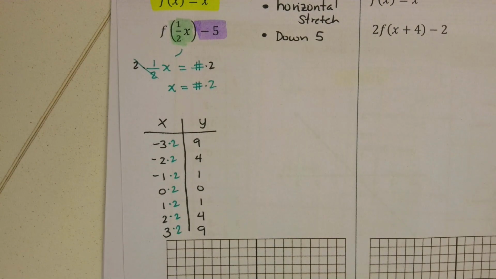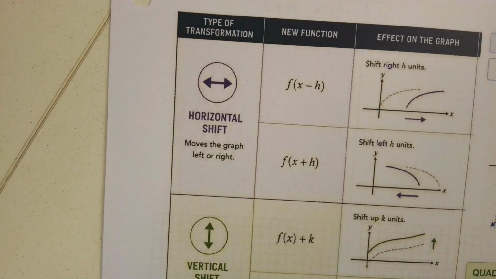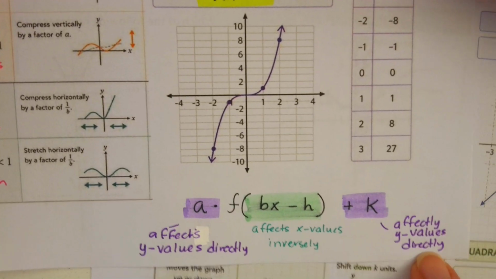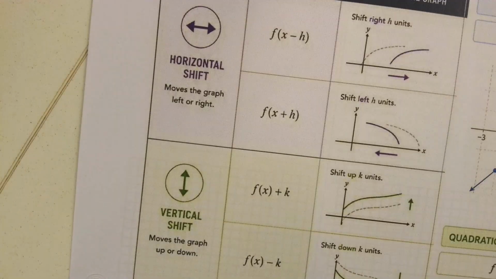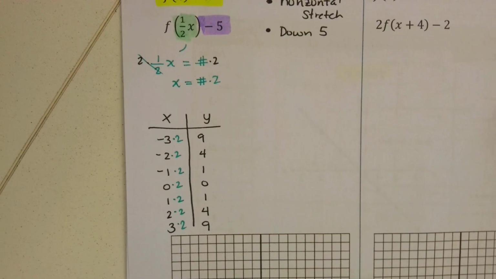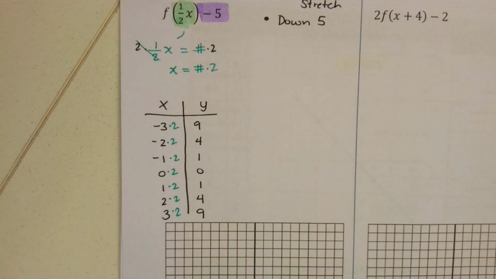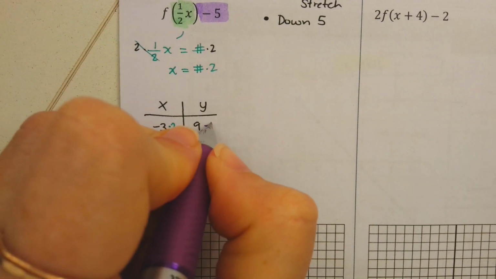Okay, the y value though, anything not inside the parentheses, which for us is just the -5, that's going to affect y values directly as what you see. If you see -5, we're going to -5 to our y values. So I'm going to go down the y column and just subtract 5 from each of those.